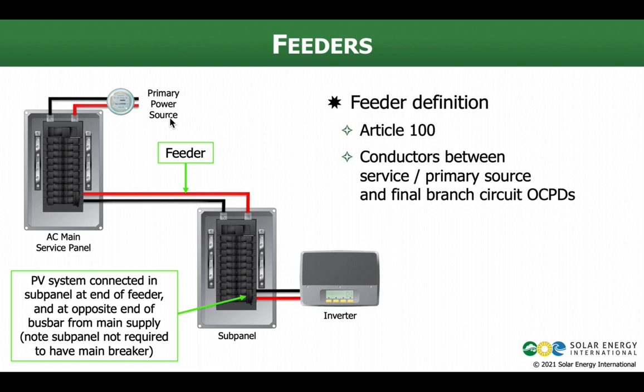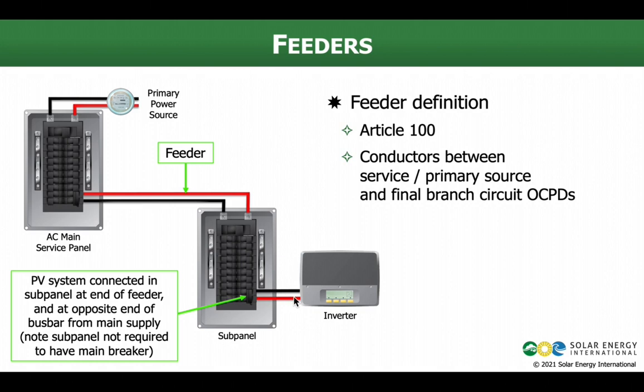We've got our primary power source coming in. We've got our main panel. There's our main breaker. Here's some branch circuit breakers. And this I would call a feeder supply breaker. It is some size. It's protecting these wires. And this feeder is running to a sub panel. And then in that sub panel, we have our branch circuit breakers. And in this case, we actually got an inverter connected in that sub panel.